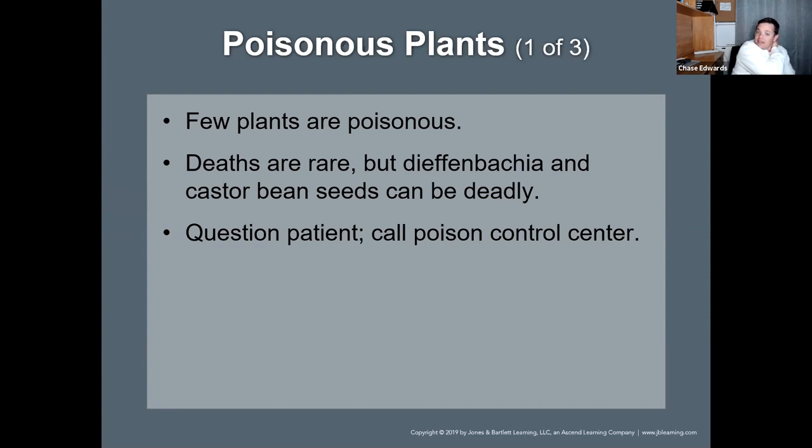If anything, you want to find out exactly what was eaten or ingested or what happened with that plant. And you just need to make sure that you call a poison control center when that happens, or that you get a hold of your hospital, because they may actually want you to bring in a piece of the plant or the plant itself or what have you.